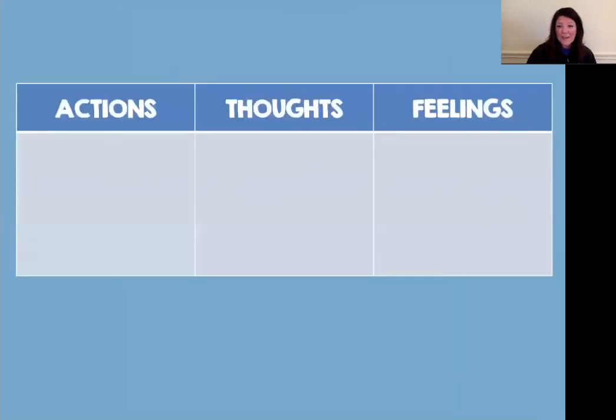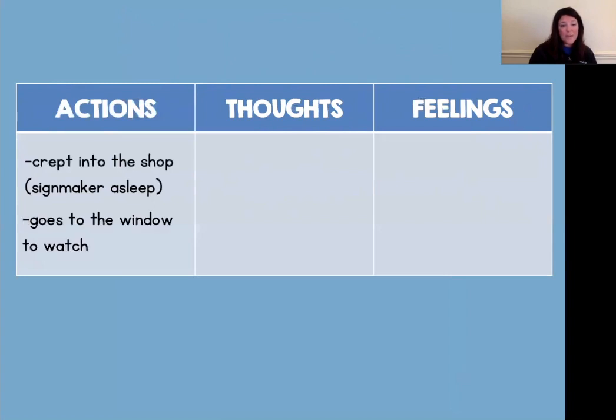All right, let's go ahead and add these to our note taker. You can see here we have 3 columns because we're talking about Norman's actions, thoughts, and feelings. Now, he crept into the shop. Let's go ahead and put that in the action column. And I also put in there that the sign maker was asleep. Remember, that's a big deal because I don't think Norman would have done all those things if the sign maker had been awake. And he goes to the window to watch. He wants to see the effect of his sign.